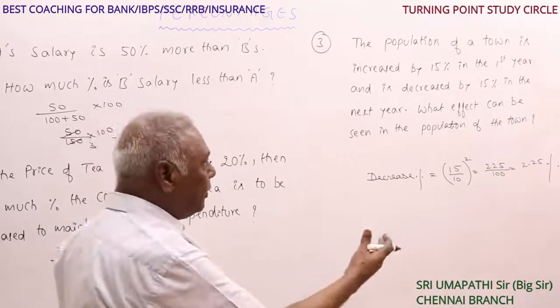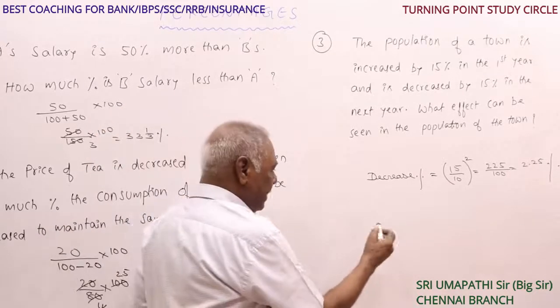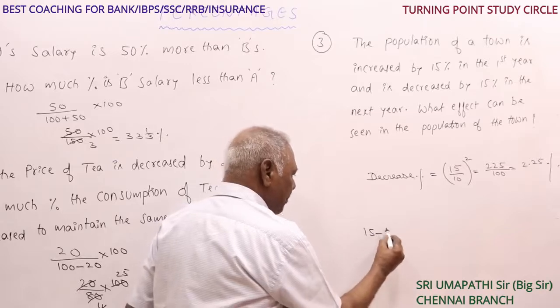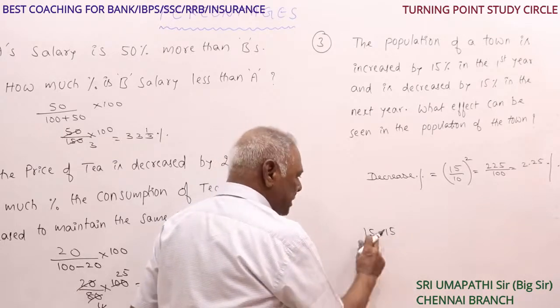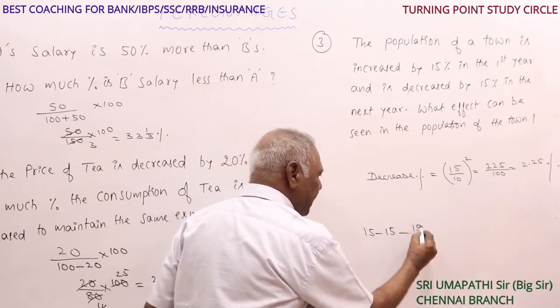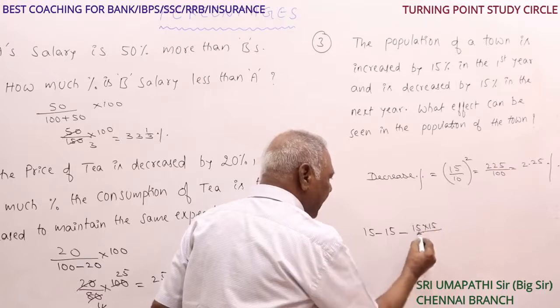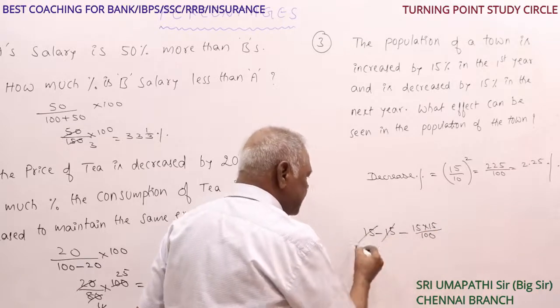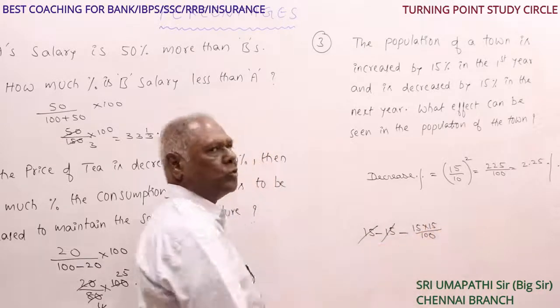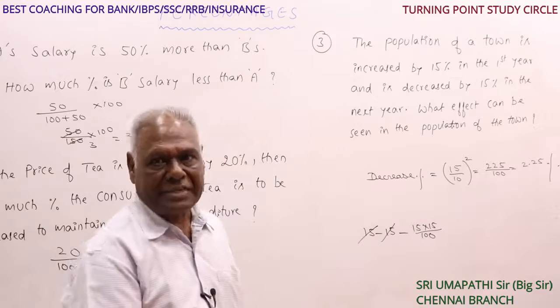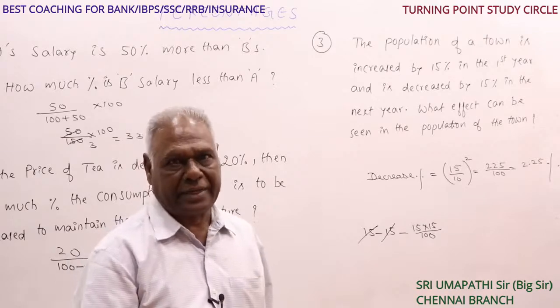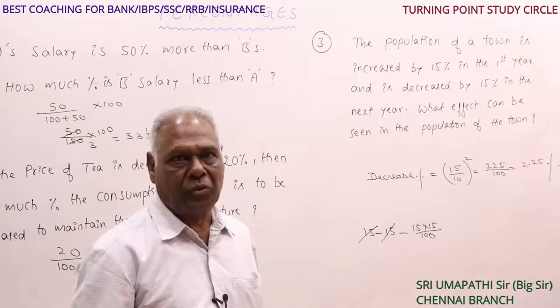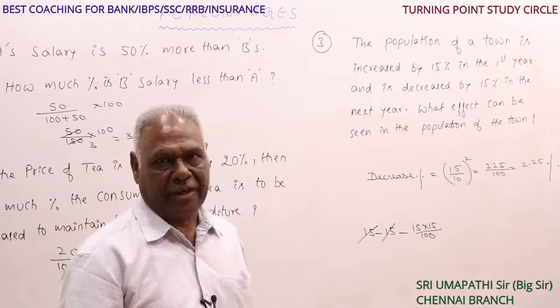Even if you do it with the formula xy, it is 15 minus 15 plus into minus, minus 15 into 15 by 100. So it gets cancelled, it is a negative sign, so 2.25% as it is a negative, decrease percentage. So in that way we can do the problem very easily.